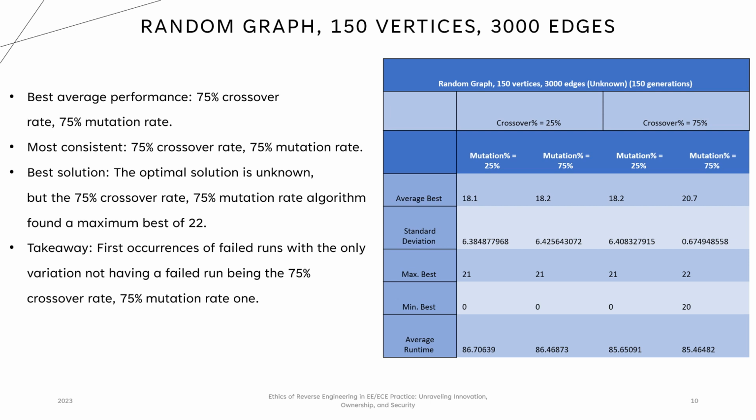So next I'll talk about performance on the randomly generated graph with 150 vertices and 3,000 edges. The best performing algorithm was the one with 75% crossover rate and 75% mutation rate. It was also the most consistent and found the best solution. The optimal solution is unknown, but that algorithm found a maximum best of 22. And with the first occurrence of failed runs, which will be discussed more later, occurring on this graph, it was the only algorithm with no failed runs occurring on it out of the 10 runs. I also want to note that I ran this graph for 150 generations.